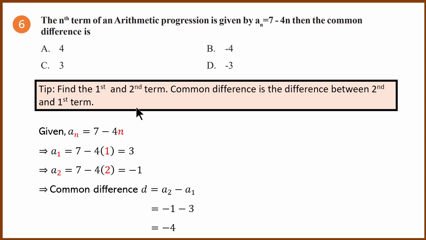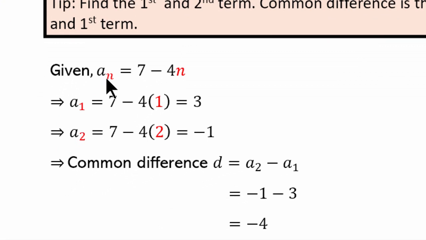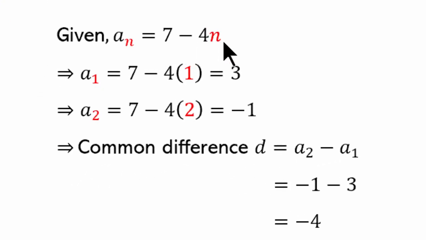So the equation is an is 7 minus 4n, correct? Which means a1, the first term, we substitute n as 1. 7 minus 4 is 3. Substituting n as 2, 7 minus 4 times 2, 7 minus 8 is minus 1. So a1 is 3, a2 is minus 1.